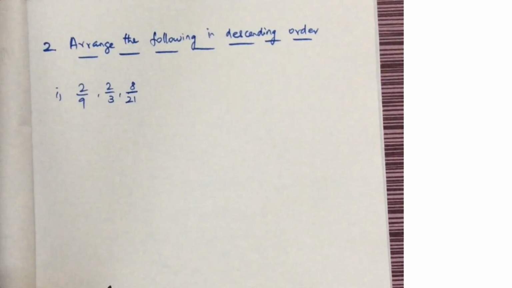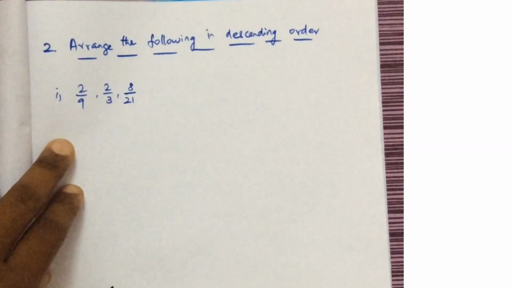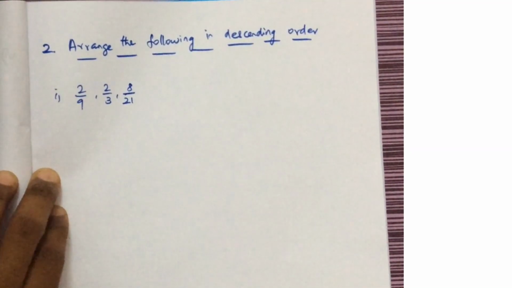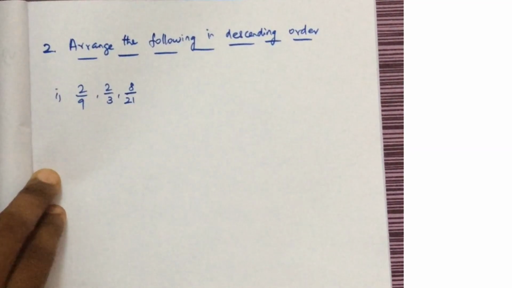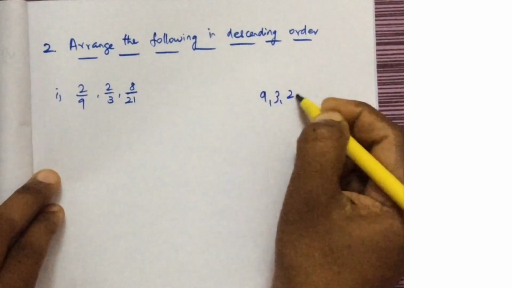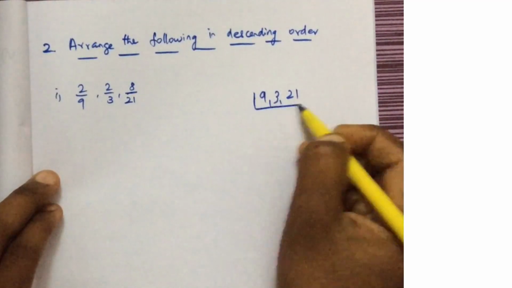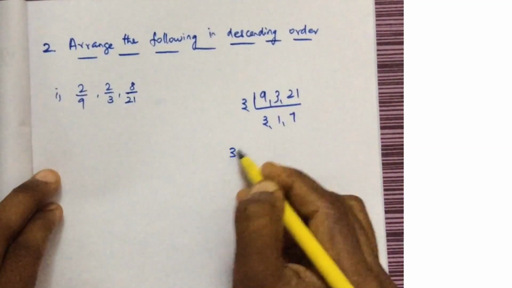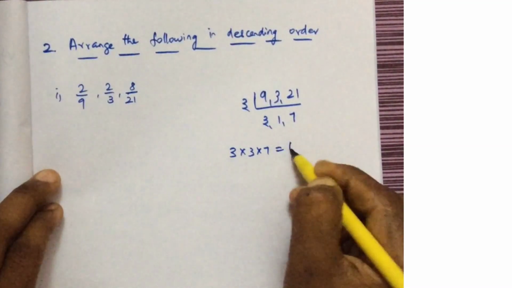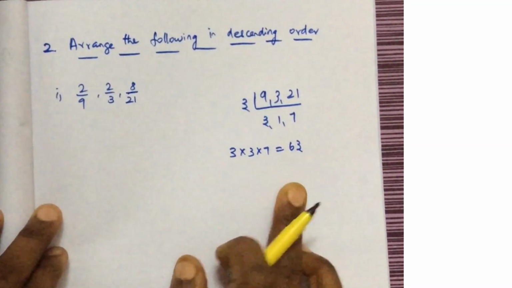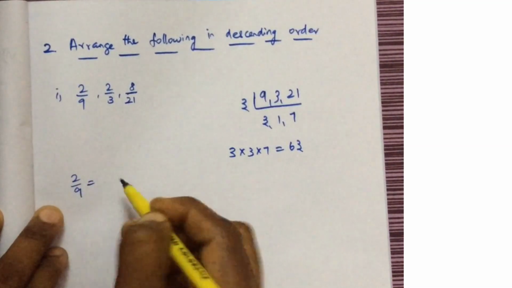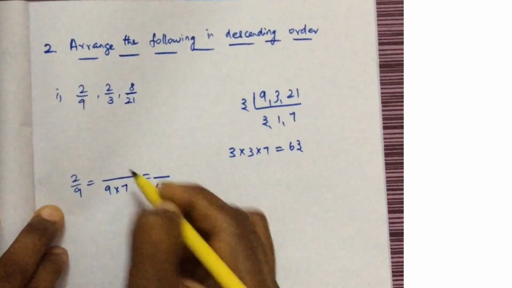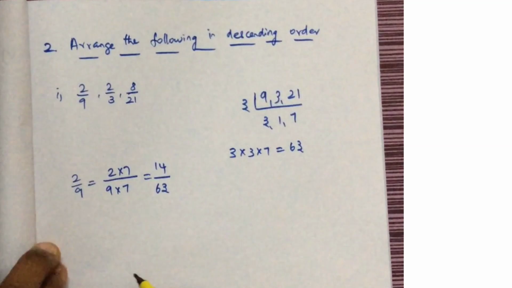Next is: arrange the following in descending order: 2 by 9, 2 by 3, 8 by 21. The first thing you have to see is that the denominators are different, so you can't compare them. So first you have to take the LCM of 9, 3 and 21. 3 3s are 9, 3 1s are 3, here it is 7. So the LCM is 3 multiplied by 3 multiplied by 7, that is 63. The first is 2 by 9. Change the denominator to 63, so multiplied by 7, which is 14 by 63.